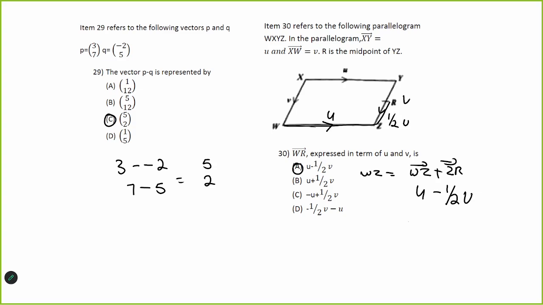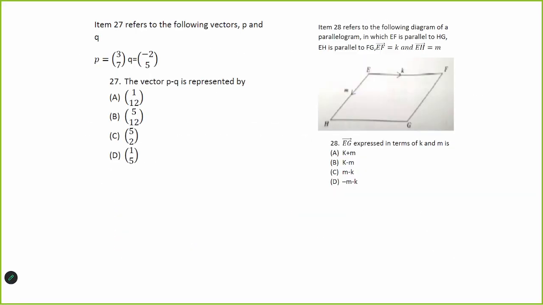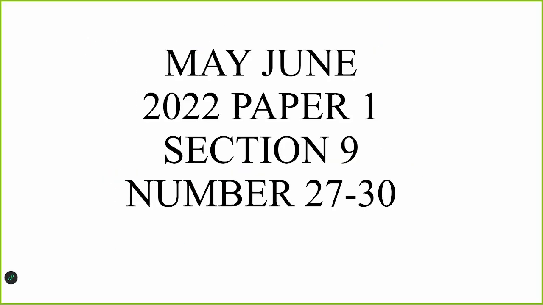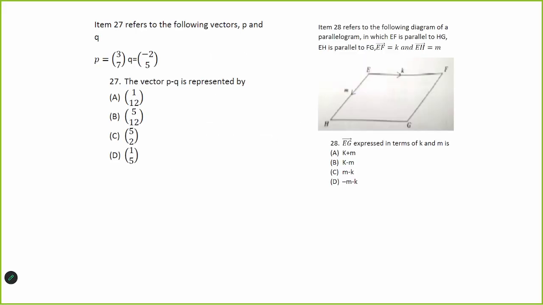And that is the end of May, June 2022. Let's look at January 2022. P minus Q, that's 3 minus minus 2, that's 3 plus 2, which is 5. And then 7 minus 5 is 2. So that would be 5, 2, which is C.